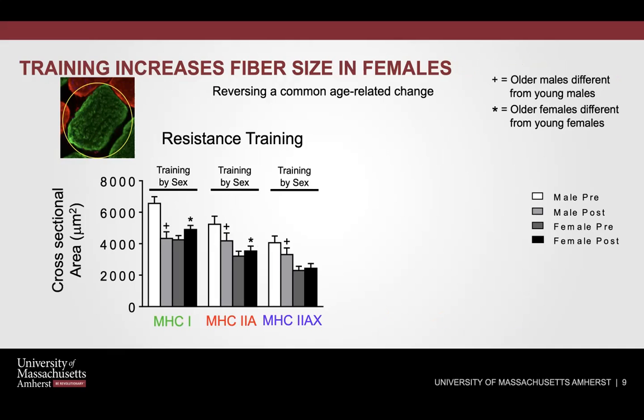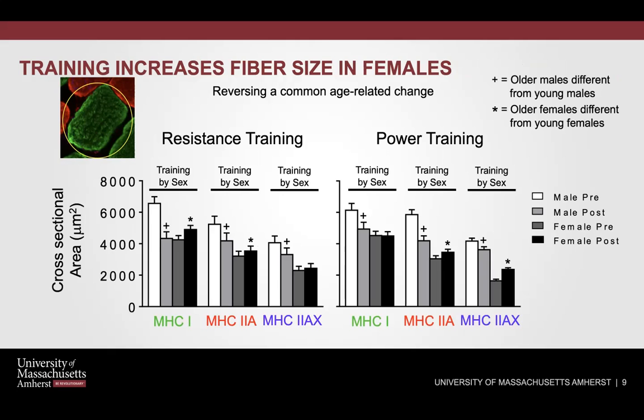This data represents the cross-sectional area of individual skeletal muscle fibers. In resistance training, there were training by sex effects observed for all 3 fiber types, where the males' fibers got smaller and females either increased or stayed the same. The same relationships were observed in power training in all of the muscle types, or the MHC isoforms. The increase in fiber size observed in females reverses what is typically observed in aging.